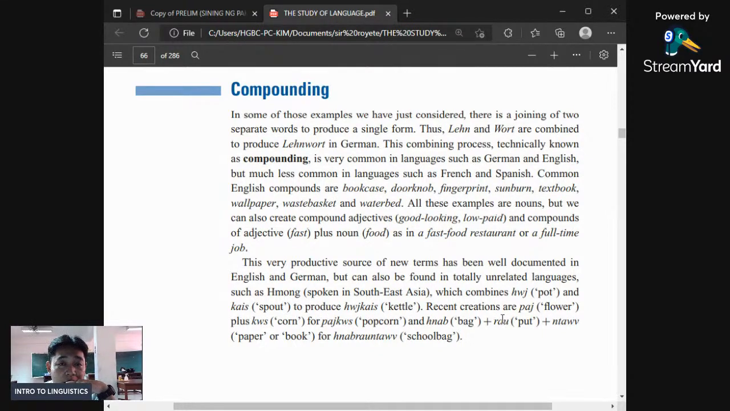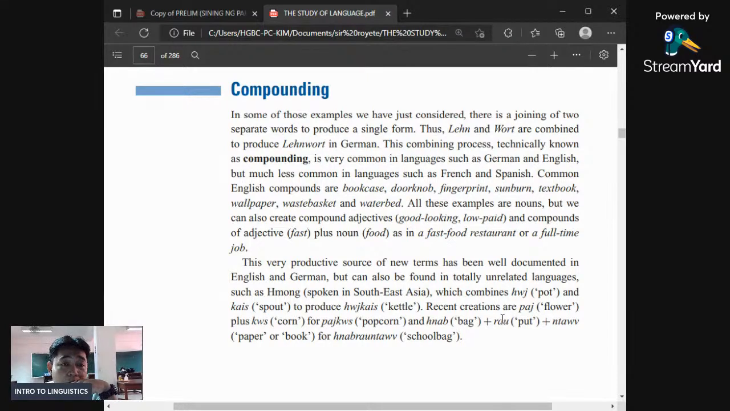produce a single form. Thus, Lehn and Wort are combined to produce Lehnwort in German. So, technically, the same with English, no? You add two words, and then, syempre, there is a new word form for it. For example, book plus case, bookcase. Face plus book, Facebook. Right? Door plus knob, doorknob. Finger plus print, fingerprint. We also have sunburn, textbook, wallpaper, waste basket, and waterbed, and so on and so forth.